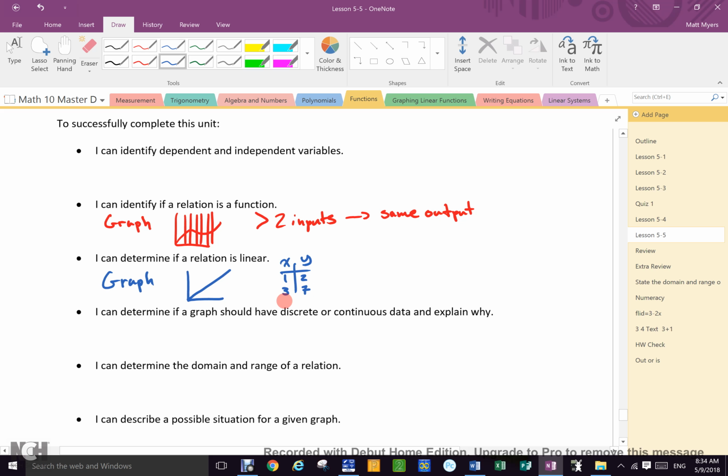What would the next one be if this were linear? 5 and 12. Right? Okay.